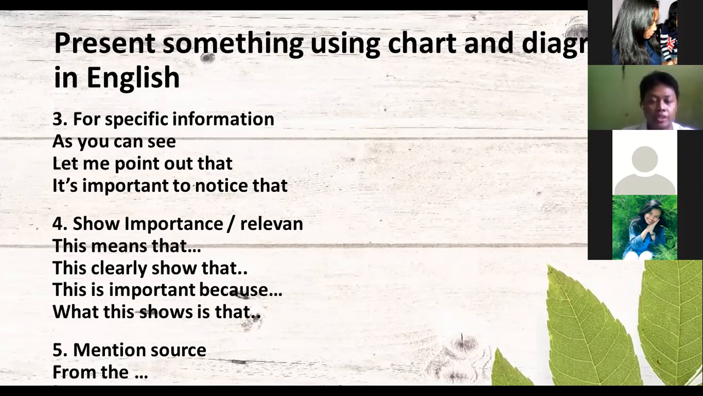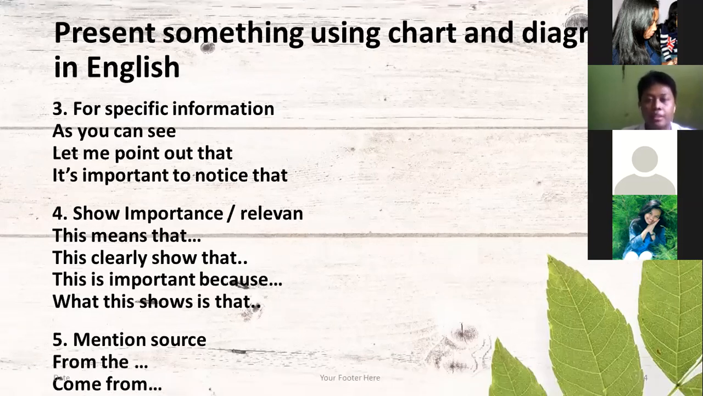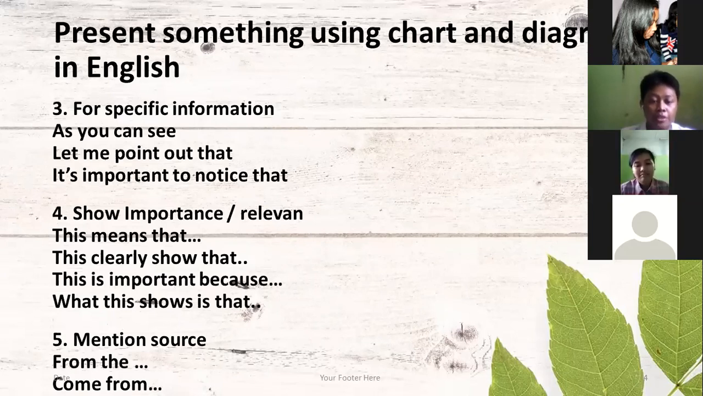Okay, the last is about mentioning sources. We have to mention sources here: this is from, and this comes from. With these, we can make sentences like: this diagram comes from the Indonesian government, or this chart came from an Indonesian doctor, or this diagram is from the WHO, etc. So I think you can use both of these phrases when you want to mention your source. I think you can use all of these phrases when you want to present your chart and your diagram in English. Thank you.